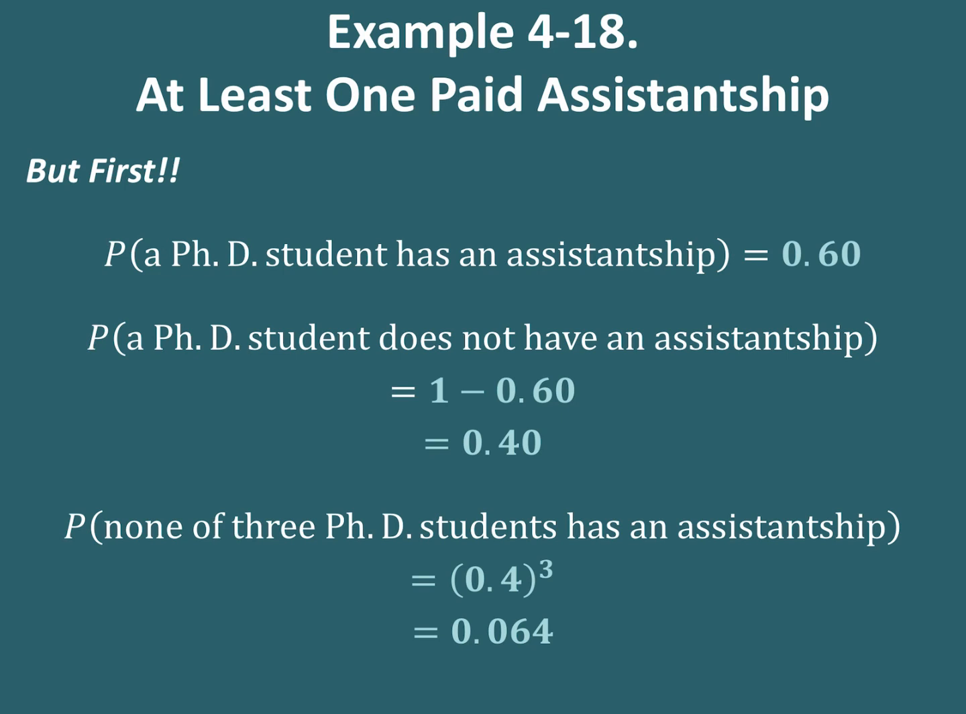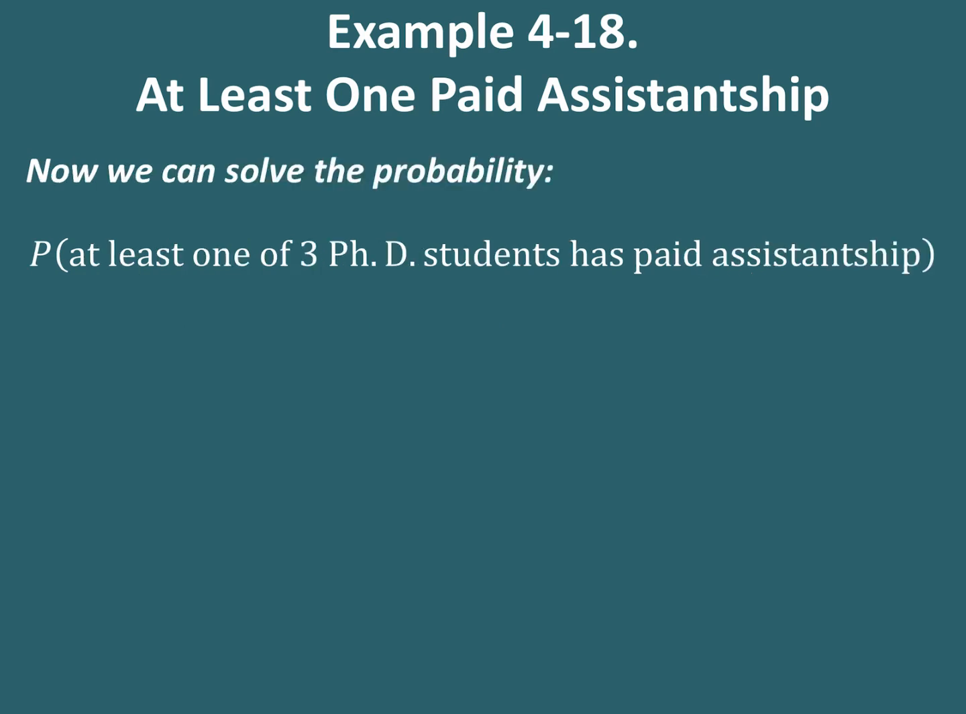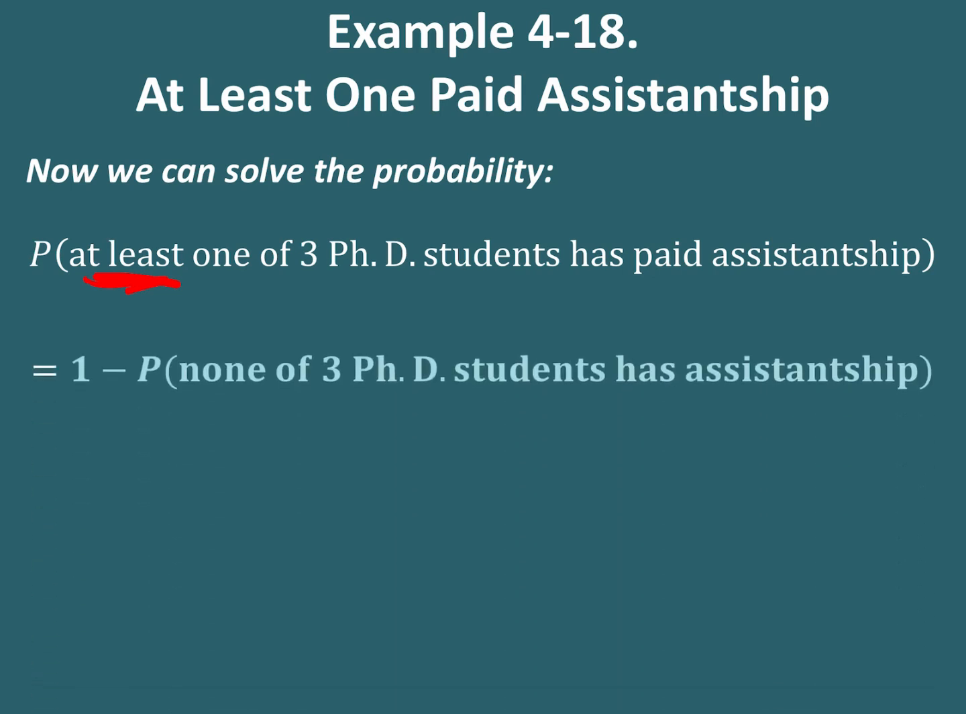Now that we have all the information we need, we can now solve the probability they asked for. So again, let's find the probability that at least one of the 3 PhD students has a paid assistantship. Simply take 1 and subtract the probability that none of them have an assistantship, which in this case will be 1 minus 0.4 raised to the third power, which is 0.064. We end up with 0.936.